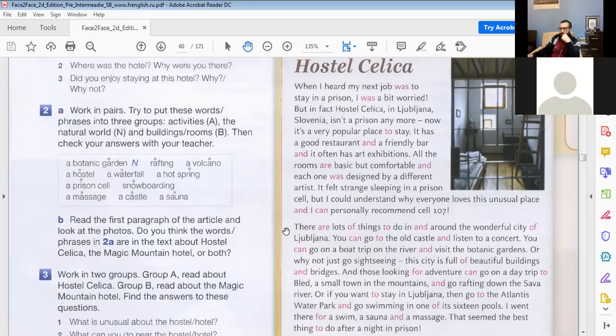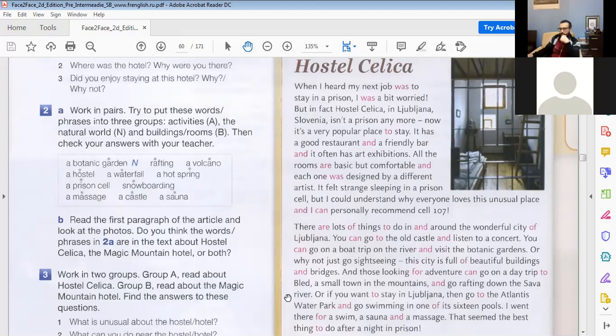There are lots of things to do in and around the wonderful city of Ljubljana. You can go to the old castle and listen to a concert. You can go on a boat trip on the river and visit the botanic gardens. Or why not just go sightseeing? This city is full of beautiful buildings and bridges. And those looking for adventure can go on a day trip to Bled, a small town in the mountains, and go rafting down the Sava River.